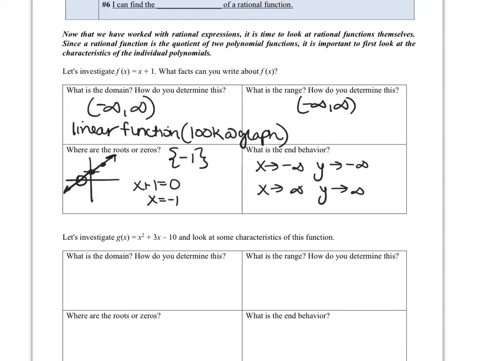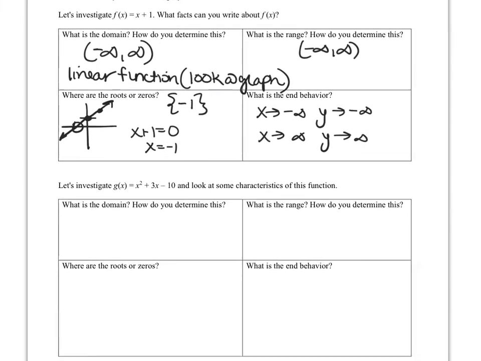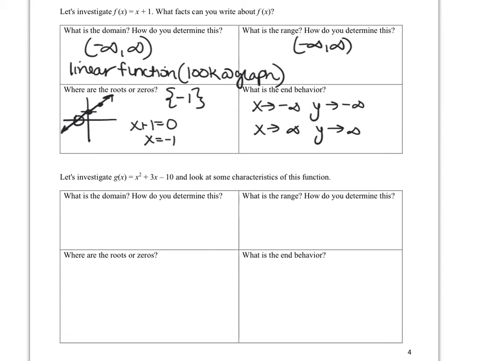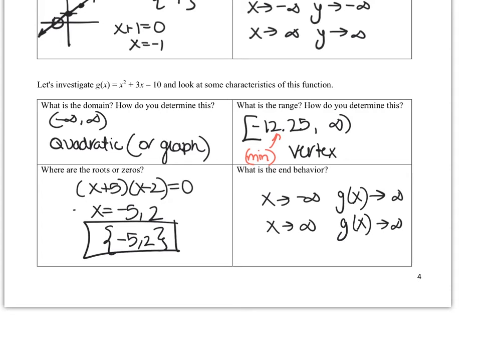Next one is a quadratic. So again, nothing new. You should be able to fill those 4 boxes out as well. So go ahead and pause it and check back in. Okay, so hopefully this is everything you have.